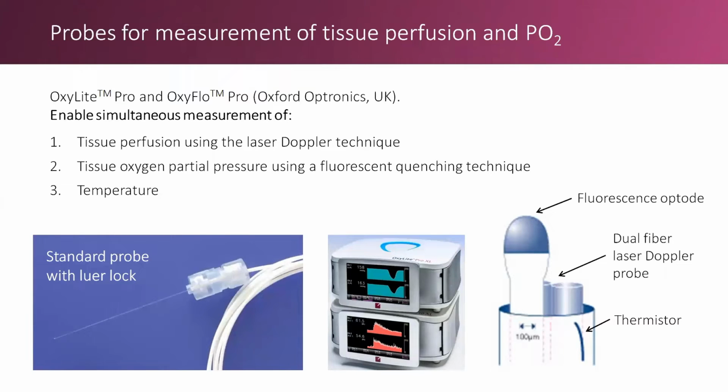We use their monitors, which, the ones pictured, enable measurement with two probes, so you can get two measurements of PO2 and two measurements of flow. And on the bottom left is their standard probe that comes with a Luer lock and the fiber optic probe protruding from that. That obviously was not a useful approach for doing chronic implantation for long-term measurements.